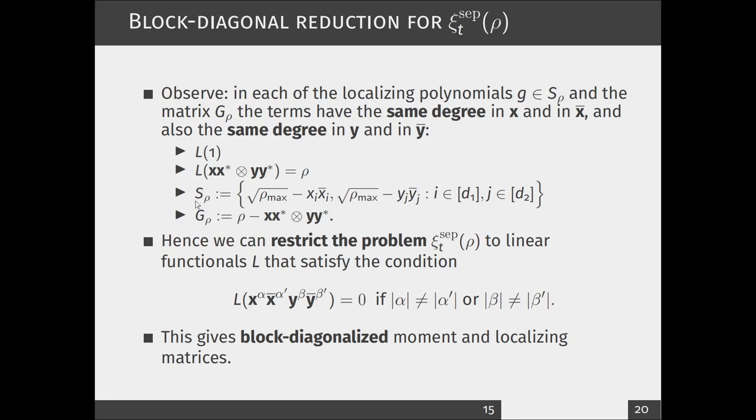Using this fact, we can restrict the problem to linear functionals L that satisfy the following condition: L is 0 whenever it is not the case that x and x bar have the same degree in the monomial, or y and y bar have the same degree in the monomial. And this results in a block diagonalized form for our moment matrices and our localizing matrices. Okay, so this is all in the air. What does this mean in terms of numbers?